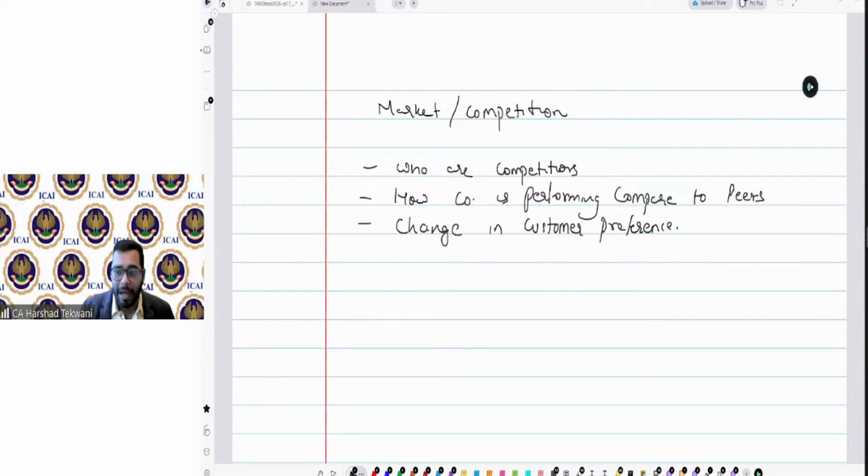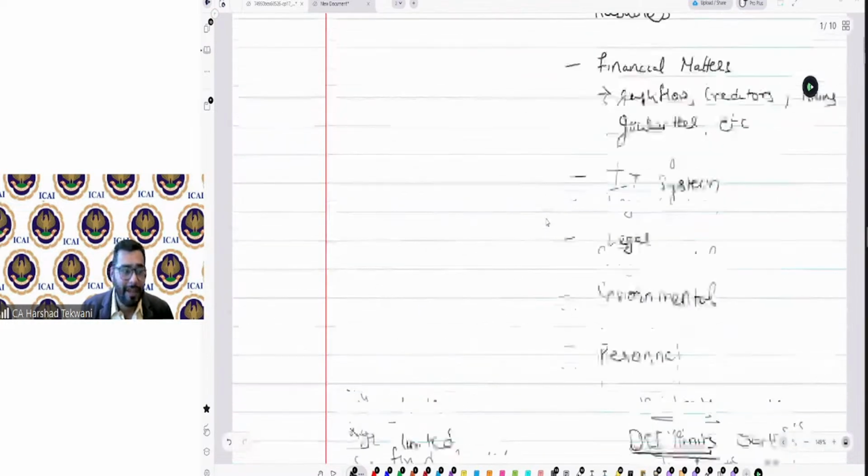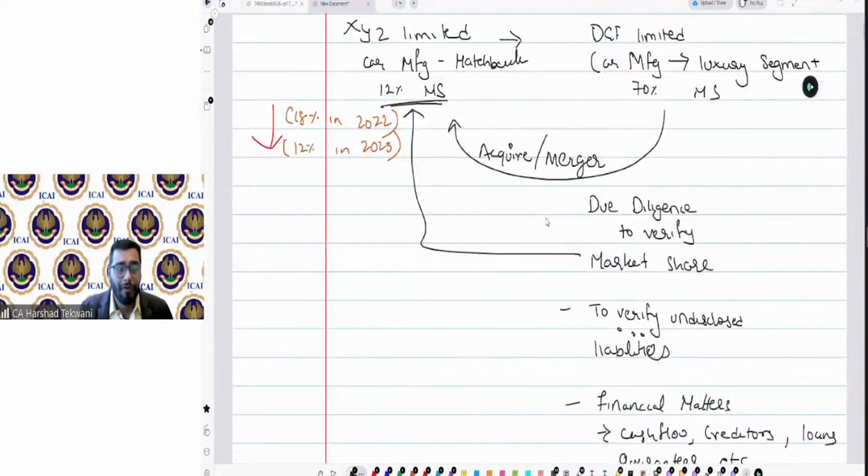So a decrease in market share in due diligence. When there is a market share, the investors try to identify whether this is decreasing over time, because that gives you clarity about whether the company is in a decline phase of its life cycle or what.